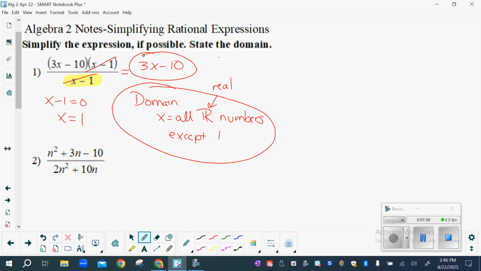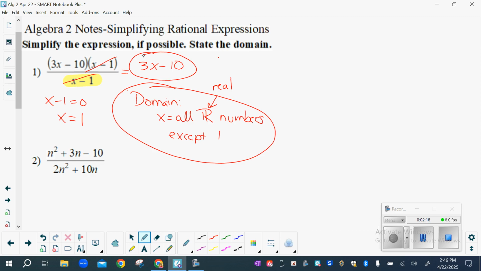So once again, why did I say my domain is all reals except 1? What was the reason I said 1 doesn't work? It makes what 0? The denominator 0. So I'm looking at what would make the denominator 0, because that won't work there. Does that make sense? Okay.